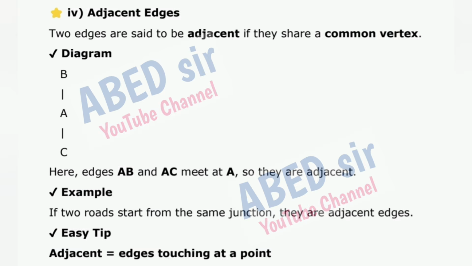4. Adjacent edges. Two edges are said to be adjacent if they share a common vertex. Diagram: B, A, C. Here, edges AB and AC meet at A, so they are adjacent. Example: if two roads start from the same junction, they are adjacent edges. Easy tip: adjacent is equal to edges touching at a point.